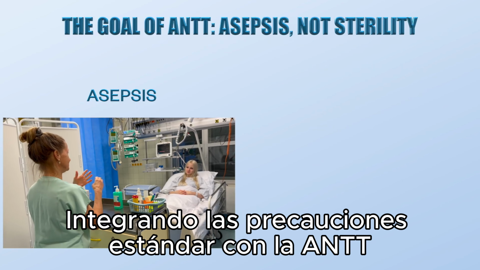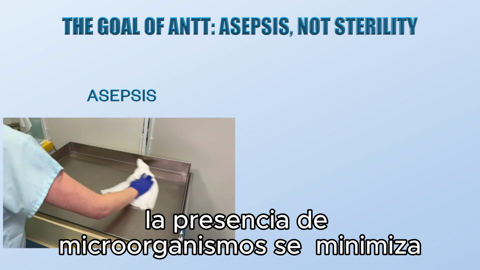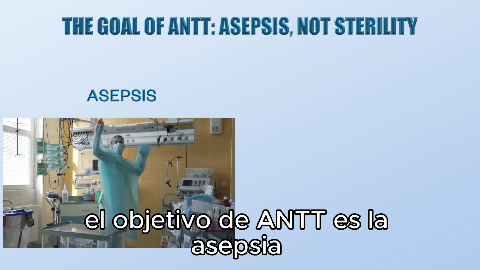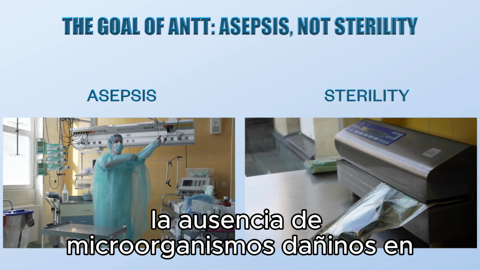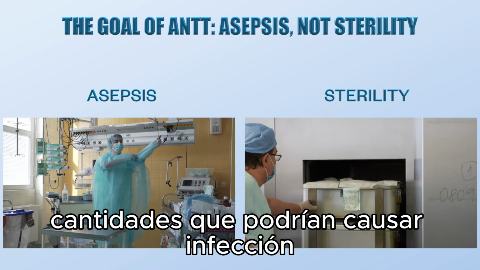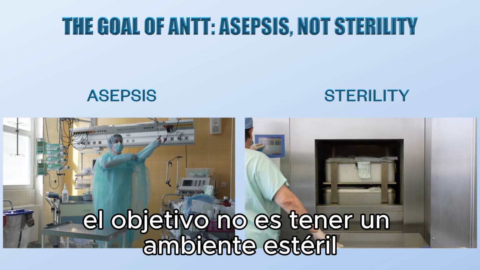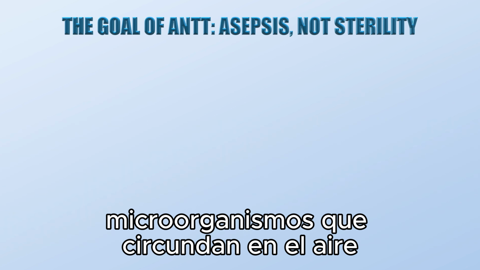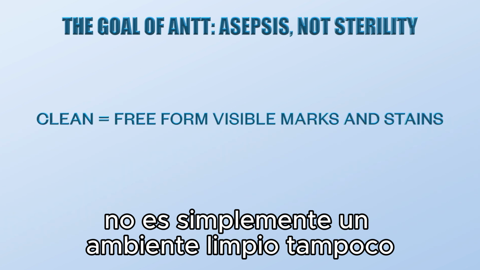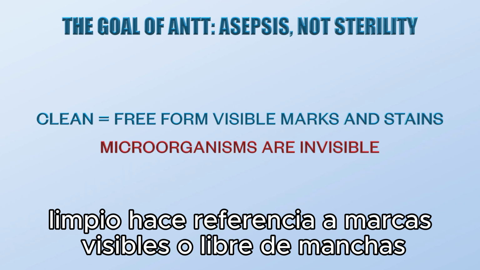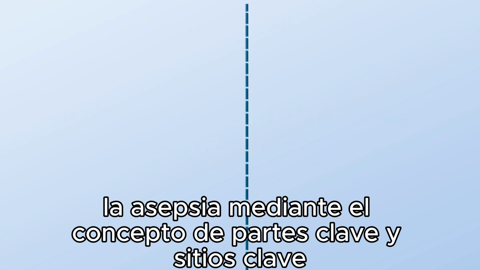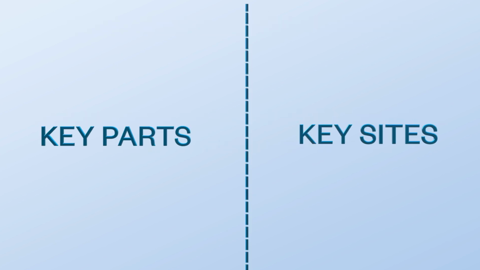By integrating standard precautions with ANTT, the presence of microorganisms is minimized. The goal of ANTT is asepsis, the absence of harmful microorganisms in quantities that could cause infection. The goal is not a sterile environment, as this is unachievable due to the presence of microorganisms in the surrounding air. It is not simply a clean environment either, as clean refers to visibly spotless or stain-free, but microorganisms are invisible. ANTT protects asepsis through the concept of key parts and key sites.